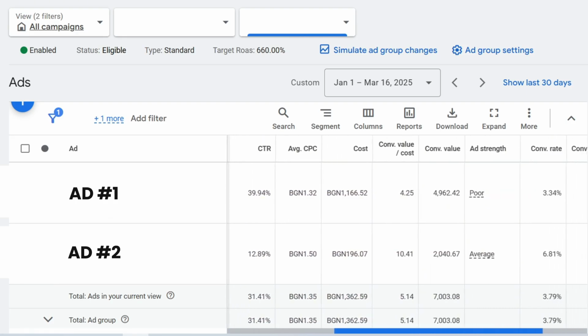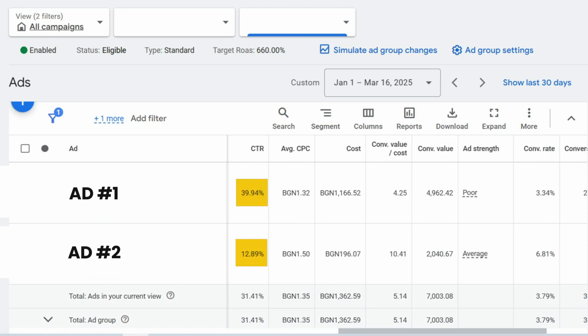Interestingly, ad number 2 has much lower click-through rate, but it delivers a significantly better conversion value to cost, higher conversion rate, and lower cost per conversion. This is another indicator that driving traffic doesn't necessarily equate to driving conversions, and I am again hinting back to the bidding strategy part. To summarize, for headline 1, you have two options.